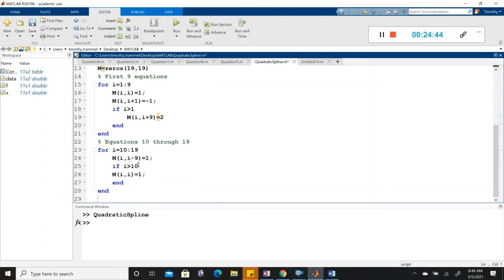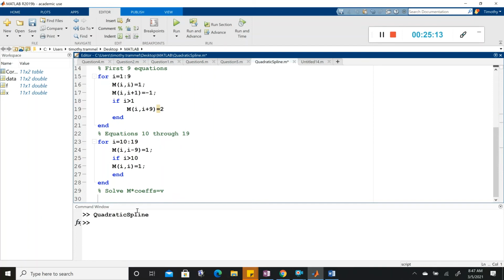Okay. Let's point out what we're about to solve here. Solve. And we have M as the matrix. We have our coefficients, which maybe I'll call those C. Actually, I'm going to call them coefs. So we have M times the vector of coefficients is equal to that vector v we created. To solve this system, you would want to do M backslash v, and this would give us the coefficients we need.